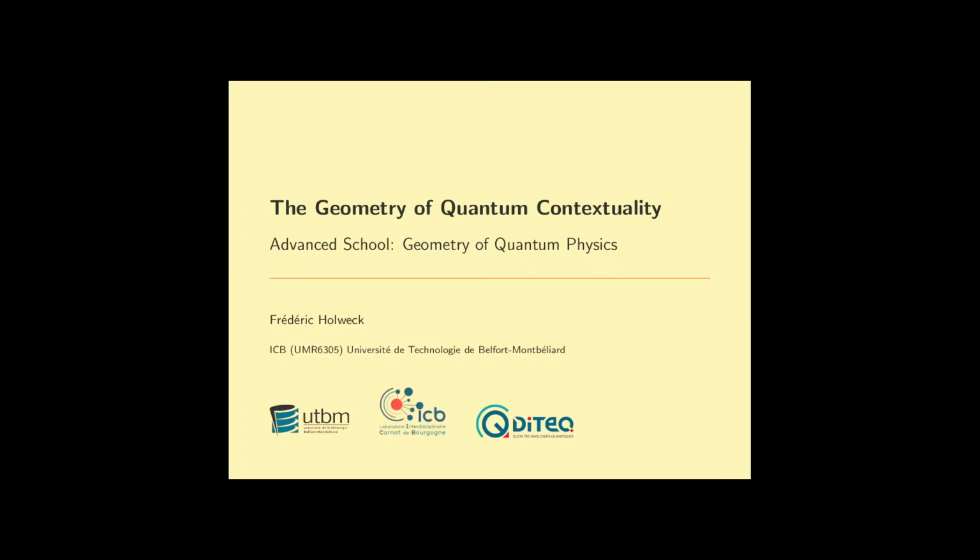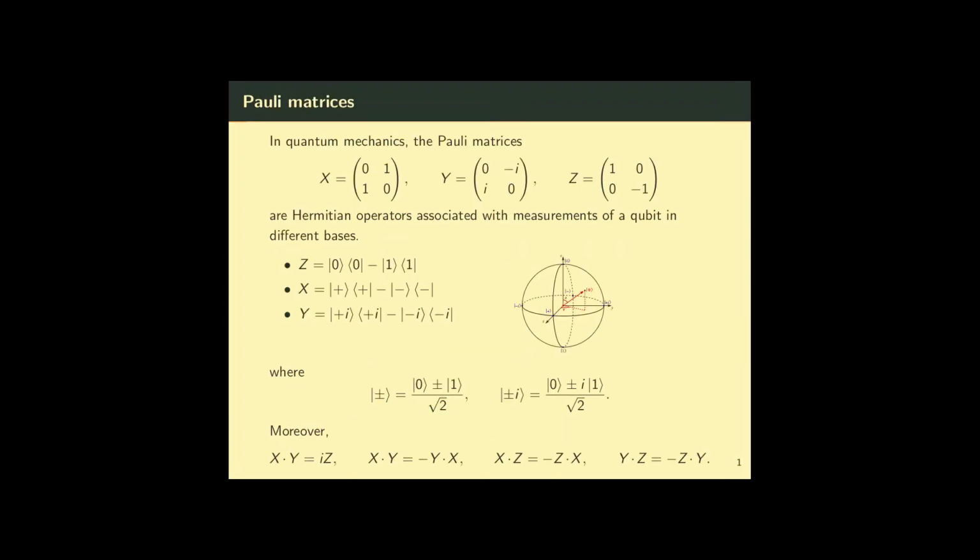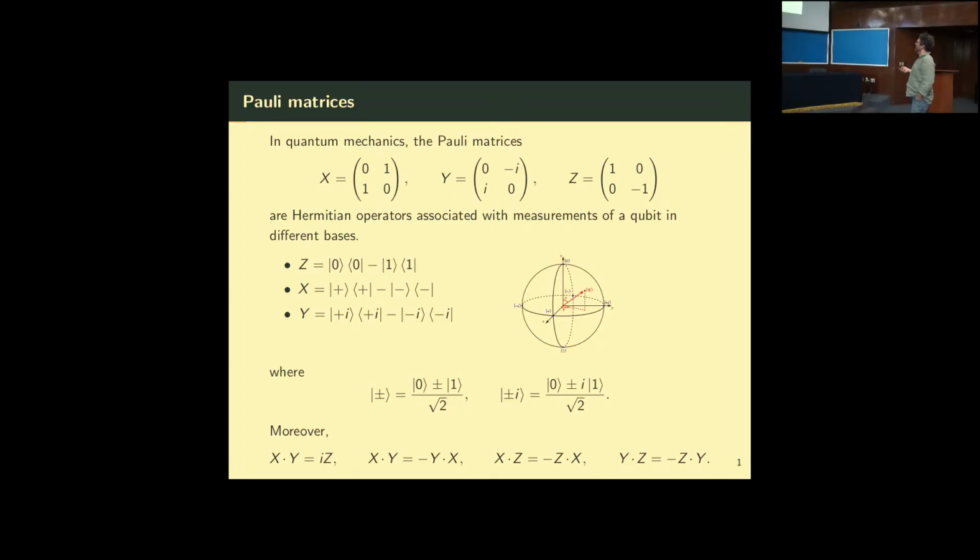In the abstract, I wrote that the only basic thing that you need to know will be Pauli matrices. So I did write 2 slides to recall the important information, but I'm pretty confident that everyone is familiar with this. The 3 Pauli matrices X, Y, and Z that we will be talking about are given here. They correspond to Hermitian operators associated to measurement of a qubit in different bases, corresponding to the 3 directions of the Bloch sphere. And we have these relations on Pauli matrices.